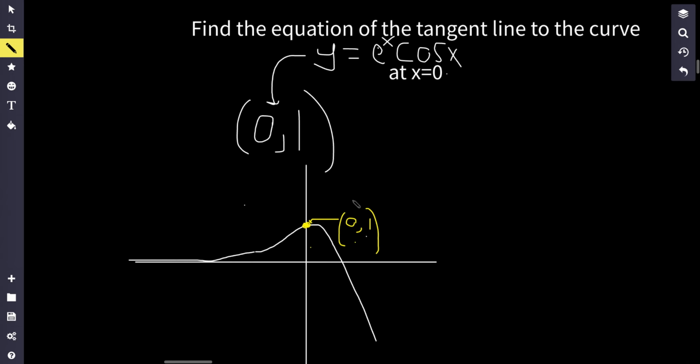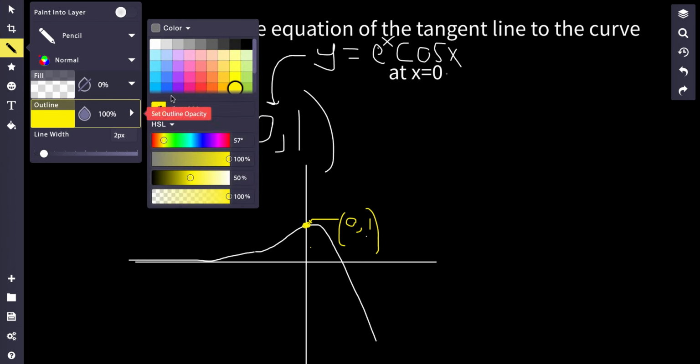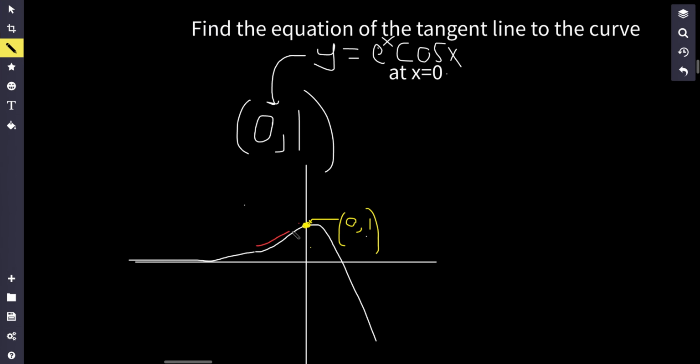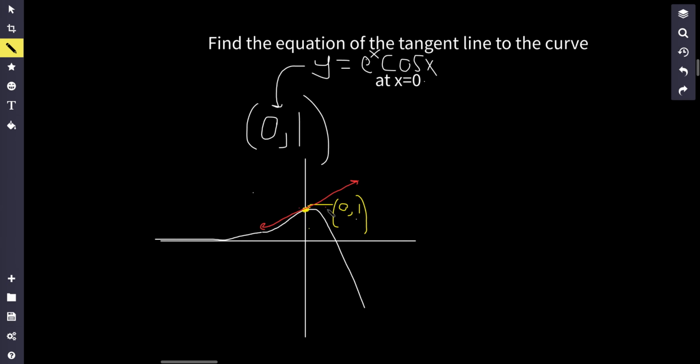This question is asking us to find the equation of the tangent line to the curve. So you have this curve right over here, and we want to find the equation of this tangent line. Remember, a tangent line is a line that hits this graph at only one point. In this case, this line that I've drawn in red hits my graph at only one point. So how do we find the equation of this line using calculus?